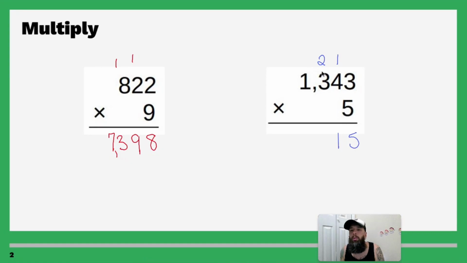Multiply these numbers and add the 2. 3 times 5 is 15. 15 plus 2 is 17. Write down the 7, carry the 1. 1 times 5 is 5. 5 plus 1 is 6, so just write down your 6. 6,715.